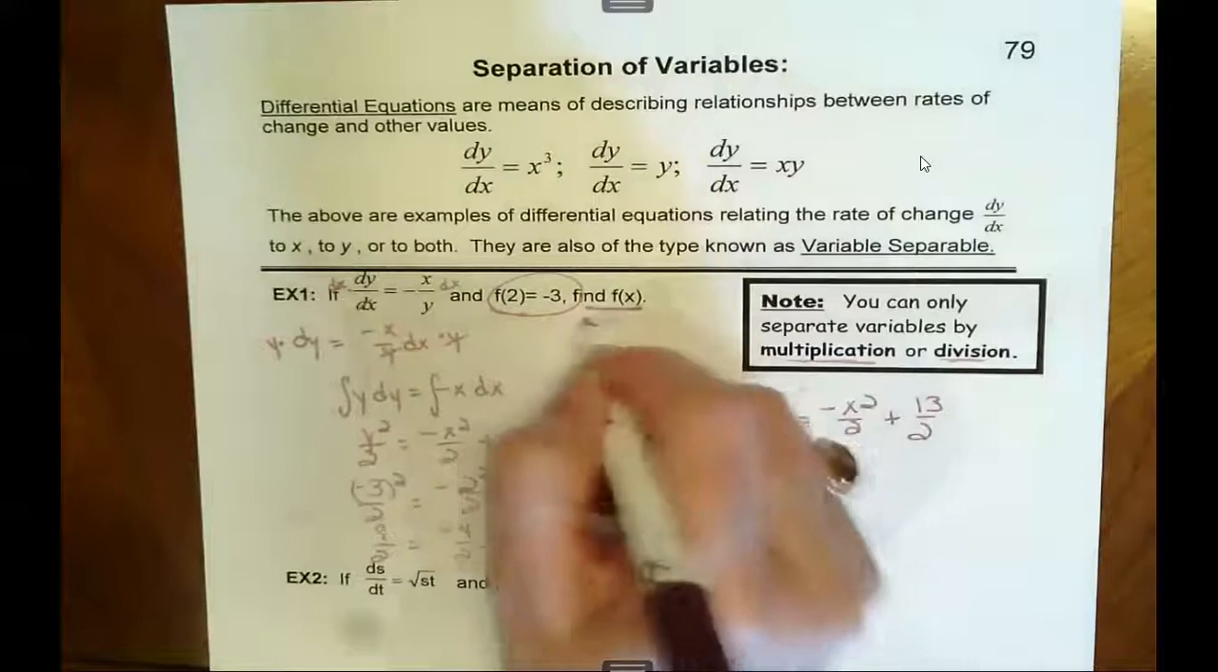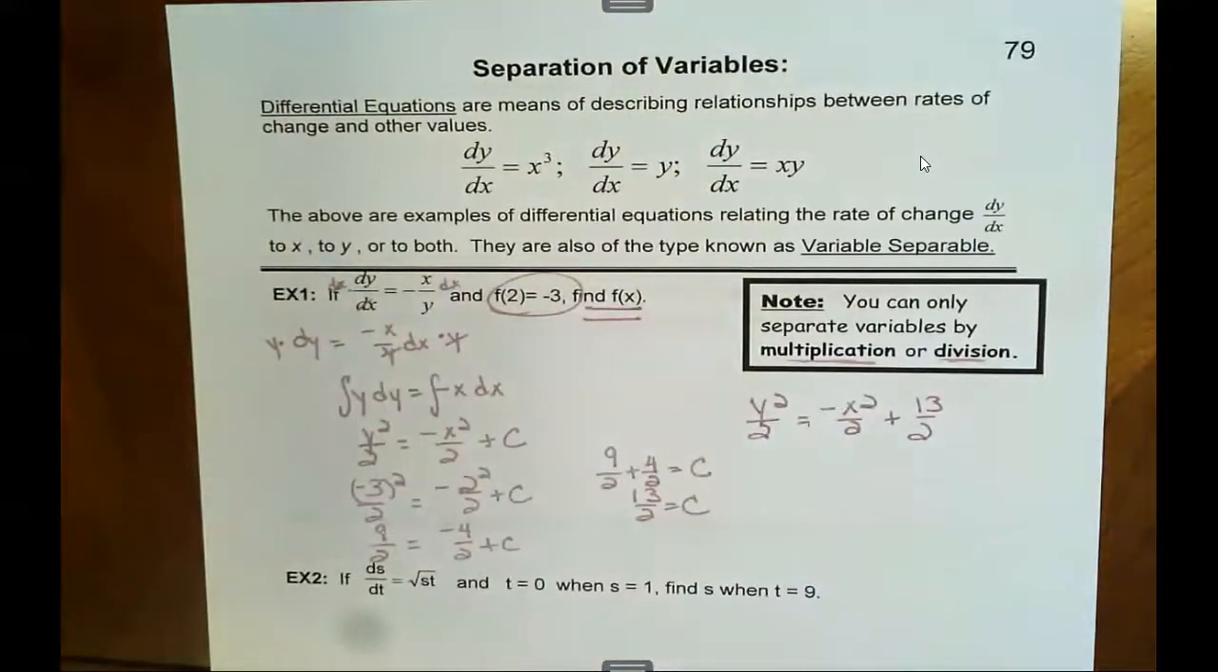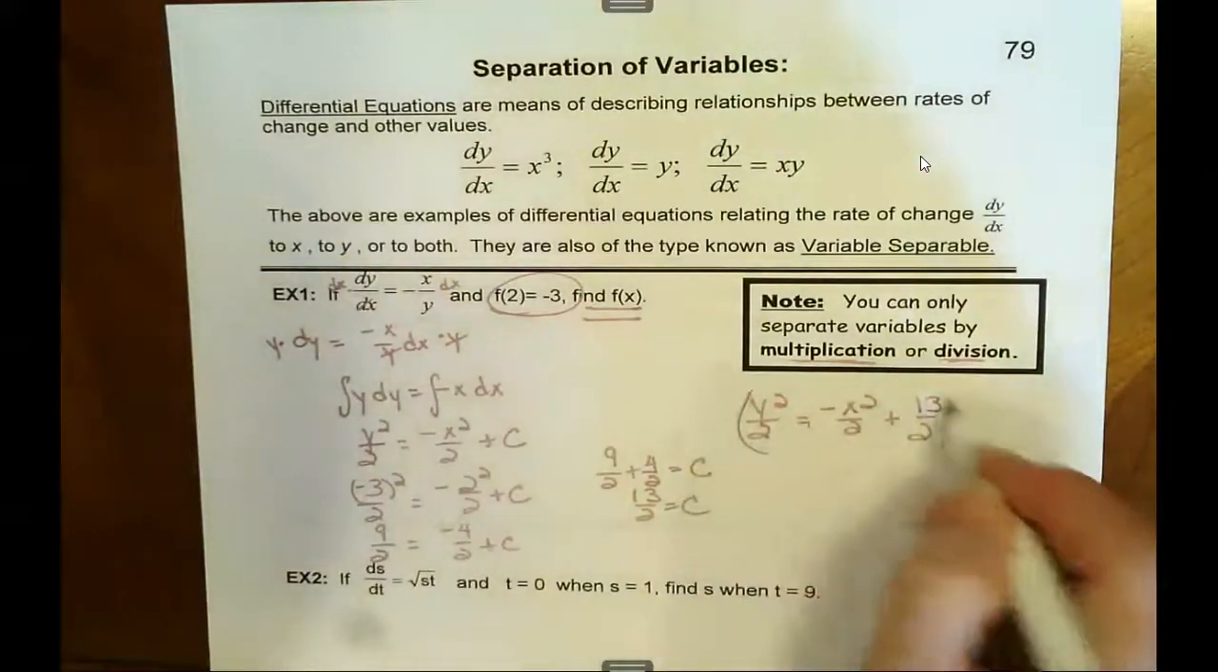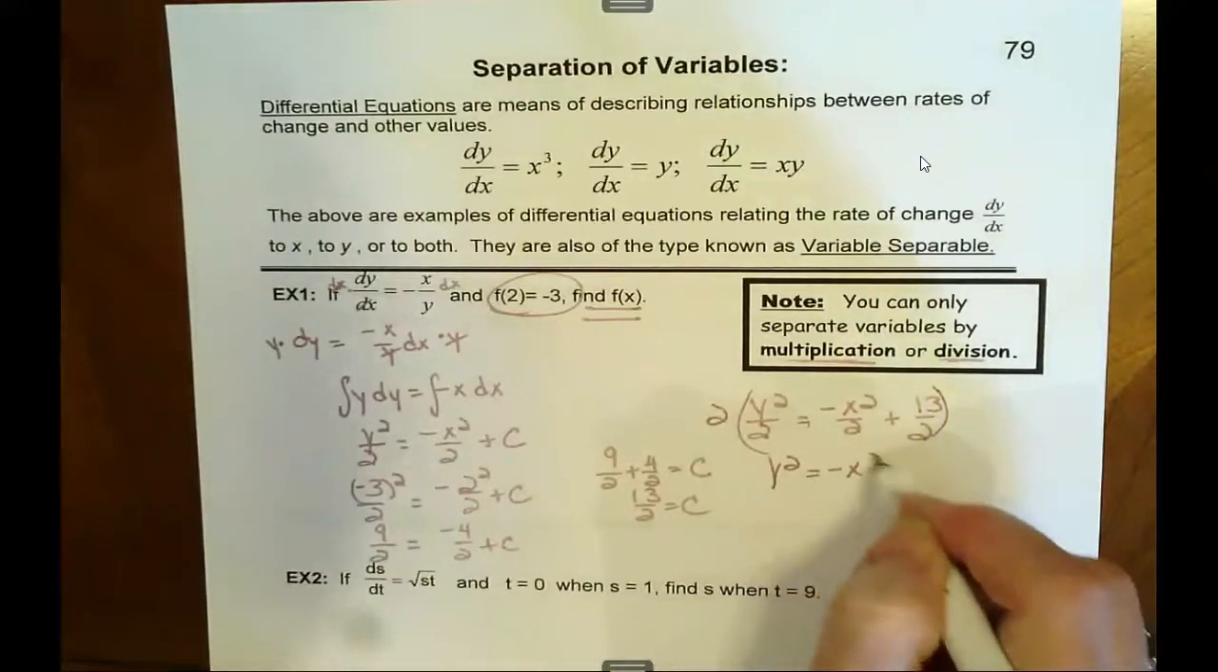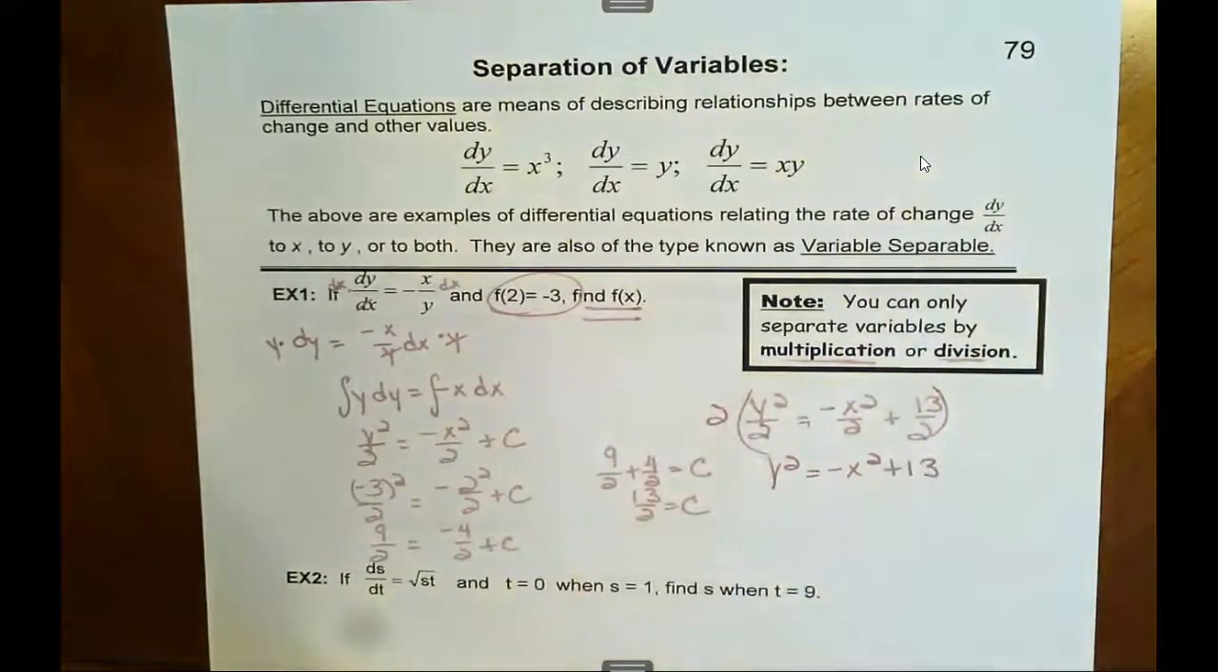Now this one also said to find f of x. So if it did not say to find f of x or to solve for y in this function, you could leave it just like that. But because it does ask us to solve for f of x, we need to finish it out. We need to get y by itself. So I'm going to multiply everything here by 2. So we have y squared equals negative x squared plus 13.